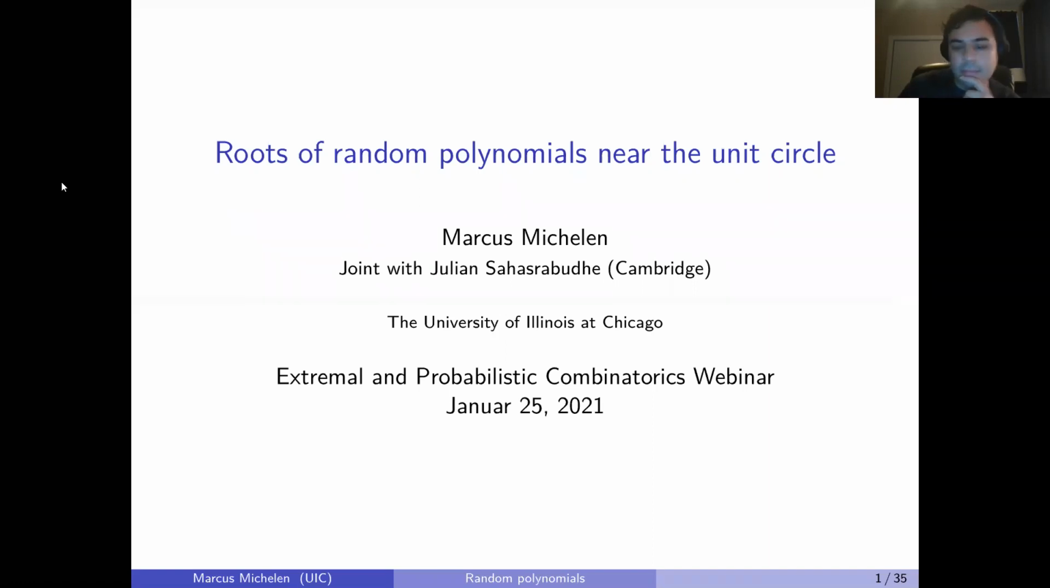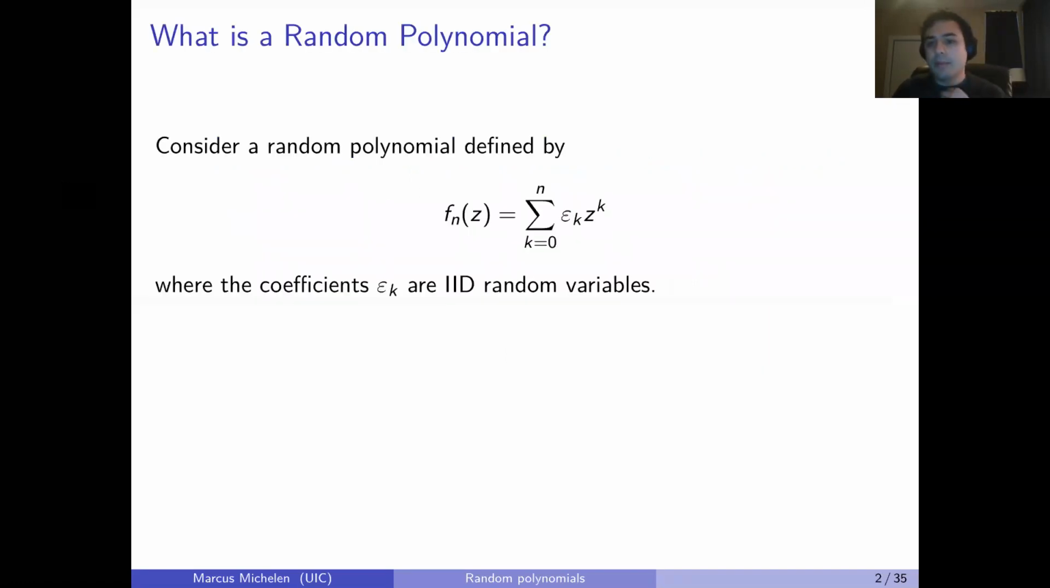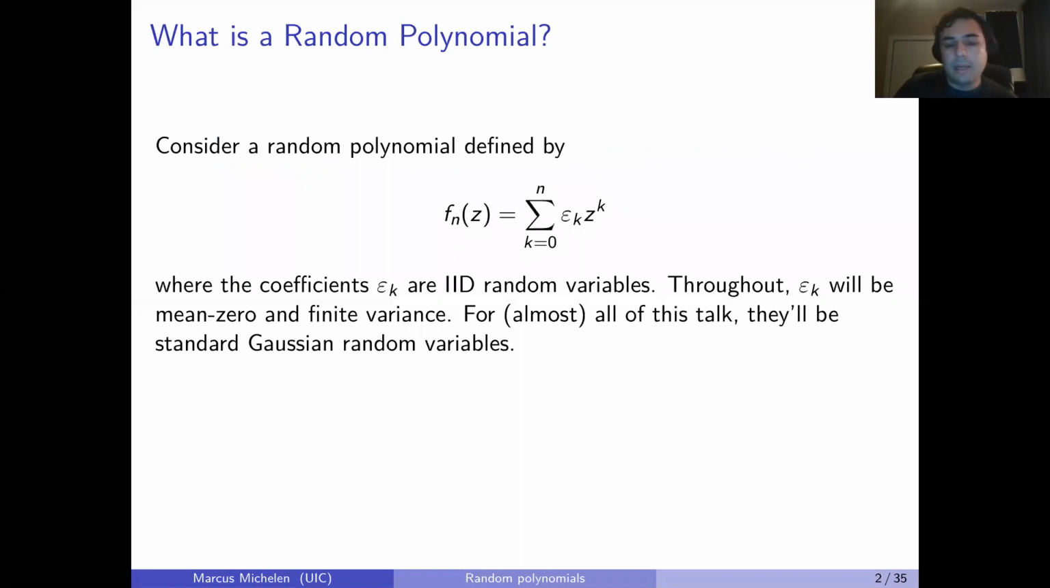So to begin with, what are the random polynomials we're looking at? Well, as you might expect or hope, it's just going to be a polynomial where the coefficients are IID, independent, identically distributed random variables. Throughout the talk, we're going to assume that they're all mean zero and finite variance. And for most of the new results, we're going to be considering when they're standard Gaussians or standard normal variables. We will talk a little bit about when they're IID plus minus 1, or maybe -1, 0, or 1, or things like this. But for the most part, you can always think of them as Gaussian random variables.